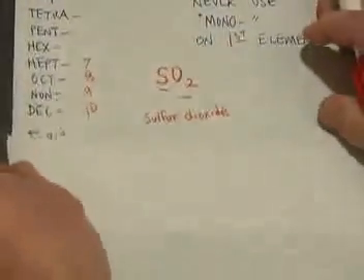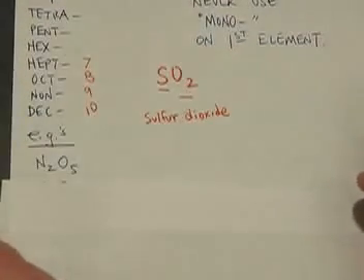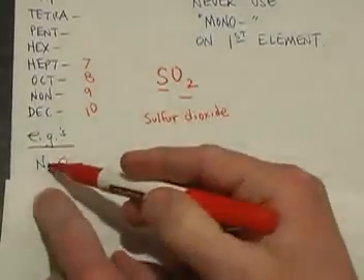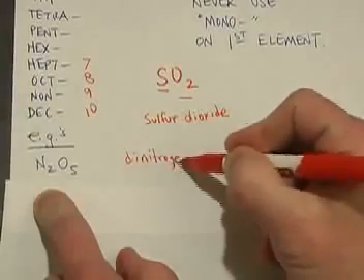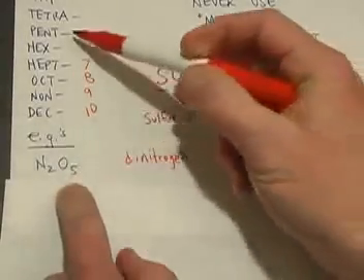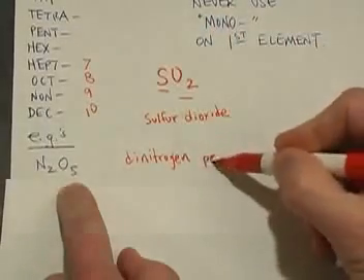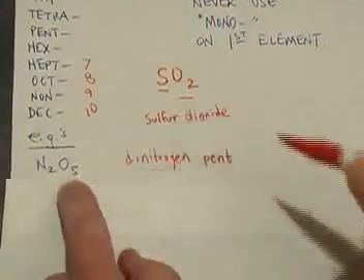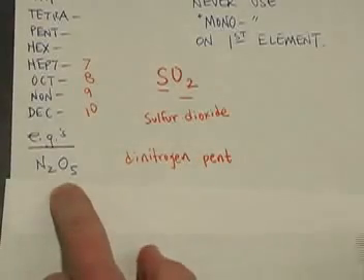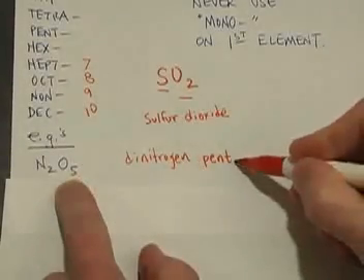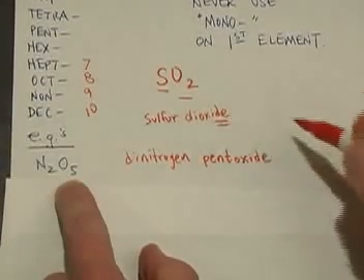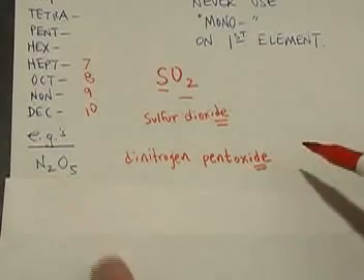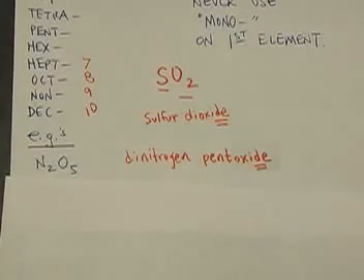Let's look at some other examples using these prefixes to name them. For example, N2O5. Use the prefix di to name the first element: dinitrogen. And then the second element, we'd use the prefix penta, but since oxygen starts with a vowel, we just call it pentoxide. And notice that these molecular substances always end the second element with the ending IDE.